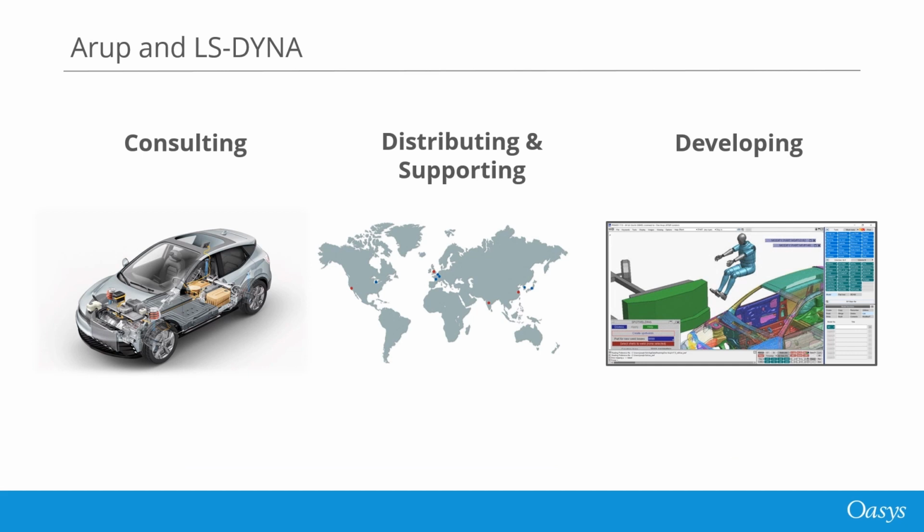So that's Arup and Oasys as the organizations. But then when it comes to LS-DYNA, I think there are three main things that we do with it. And the first is consulting. We picked up LS-DYNA as a tool to support our consulting business about 30 years ago when we were asked to design a nuclear waste container against impact from a train. And the physical test they did for that was every bit as dramatic as it sounds. Today, we use LS-DYNA to support our consulting projects in a very wide range of applications, including and especially the automotive industry.